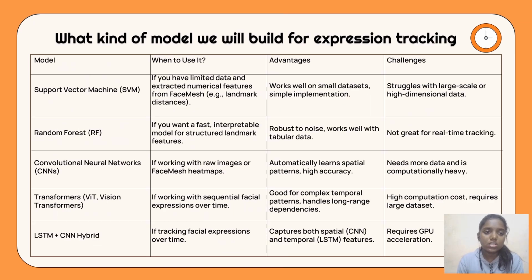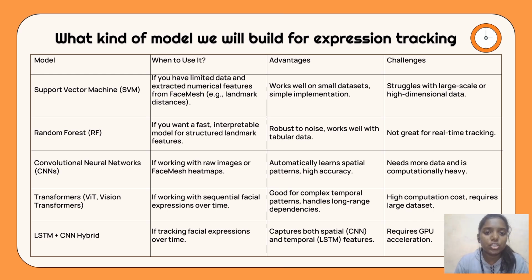So, as we have discussed the plan to create the model, here comes the question, what kind of model will we build for expression tracking? We have a lot of options to create a model for expression tracking using face mesh, and they are SVM, Support Vector Machine, Random Forest, CNN, Convolutional Neural Network, and Transformers, along with an LSTM plus CNN hybrid. We have different models and they have their own advantages and challenges. Let's look at them one by one.